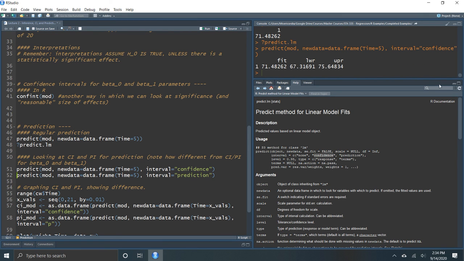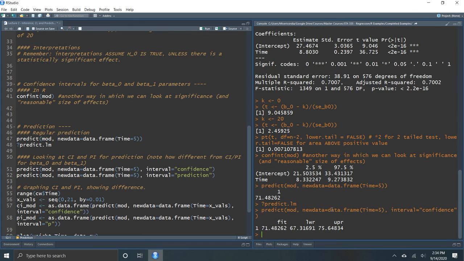So I'm going to go on and predict the confidence interval. The confidence interval is between 67 and 75. So at time equals 5, I'm 95% confident that the average y value, the average of all of the y values, is between 67 and 75. Note that, again, for the confidence interval, I'm predicting the average value. Contrast that with the interpretation of the prediction interval.